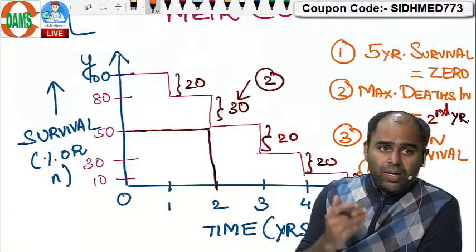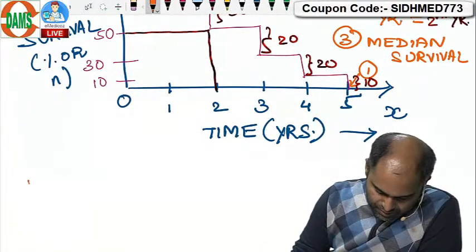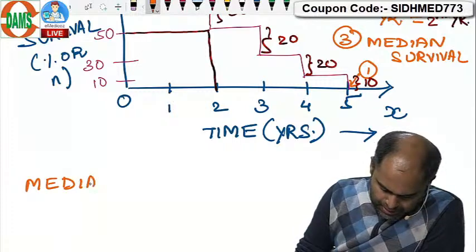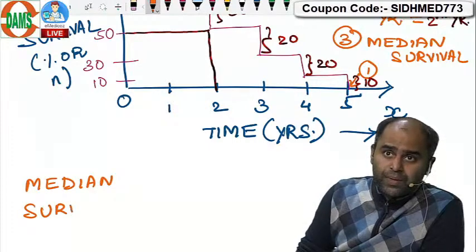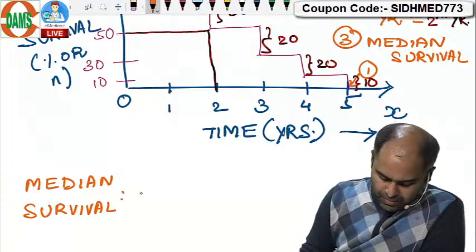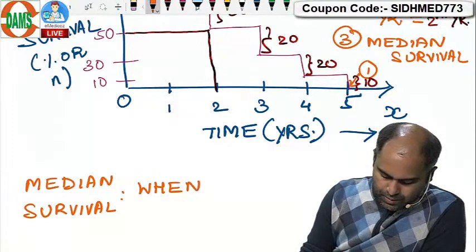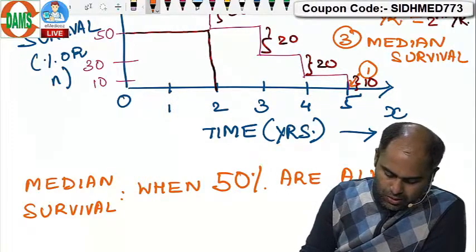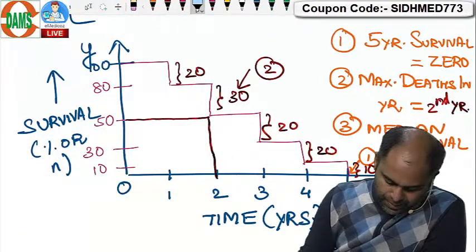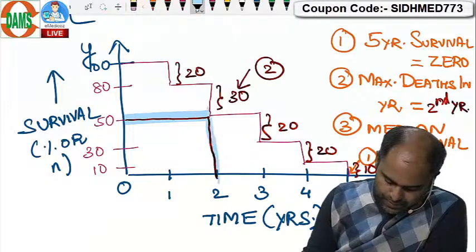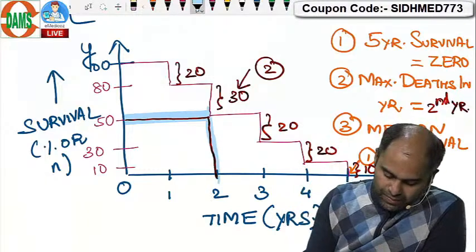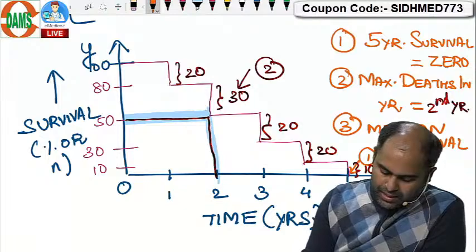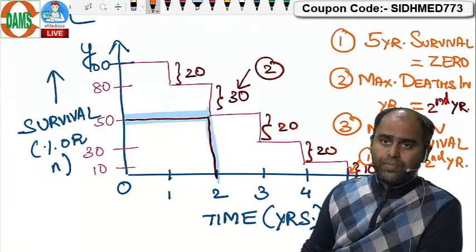Third, median survival. Now, what is median survival? Let us first know the theory. It is evident from the name. Median survival means when 50% are alive. So let us look over here. 50% are alive in this particular diagram at the second year of time. So again, this is the second year.